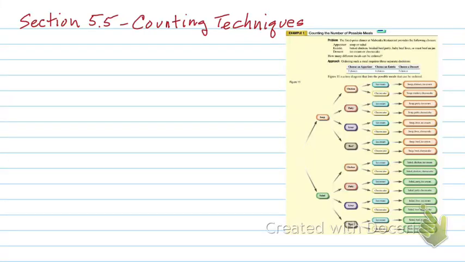Okay, looking at this, section 5.5, counting techniques. We all know how to count. Why do we need this? Well, lots of them. Got lots of numbers. This is in the probability section in the book.